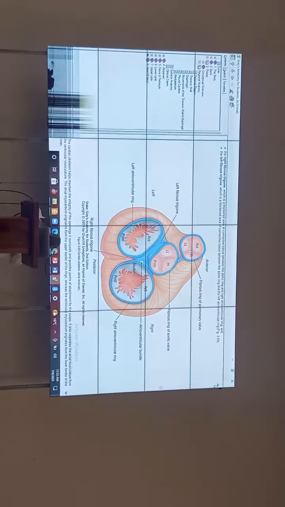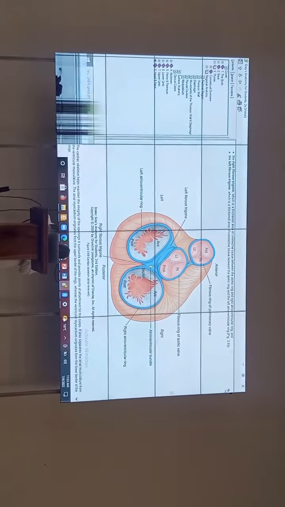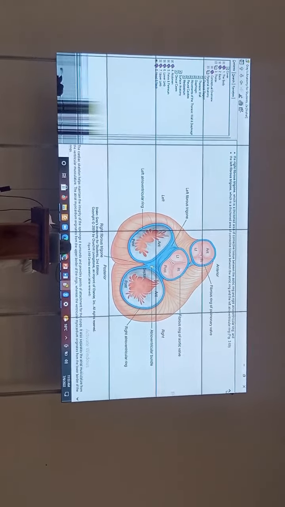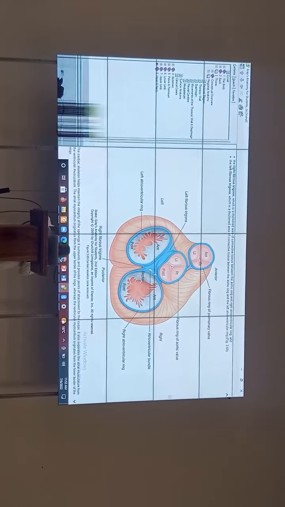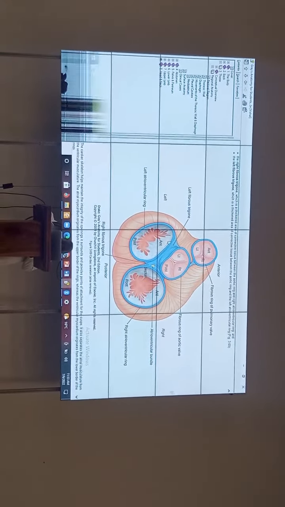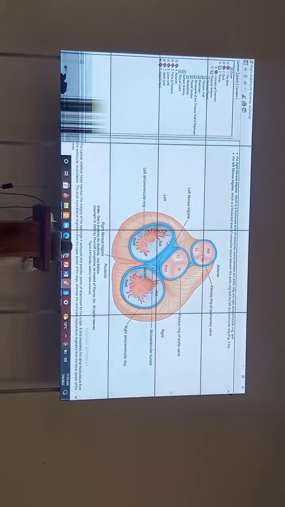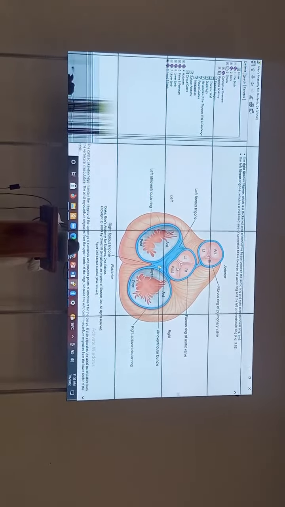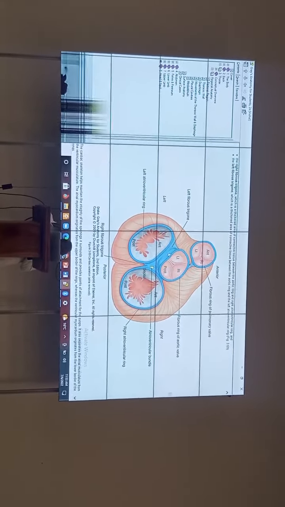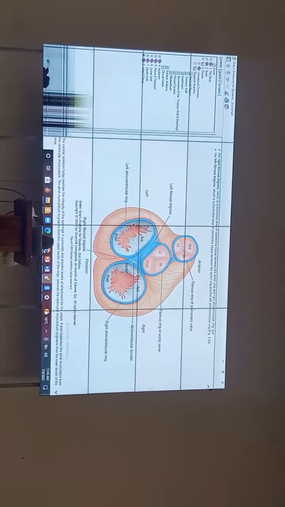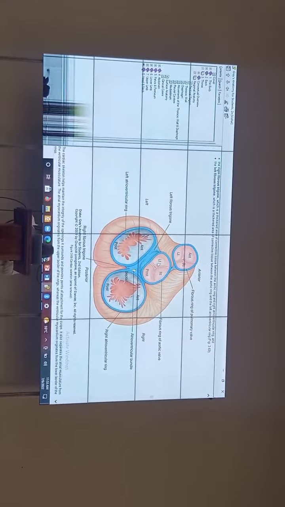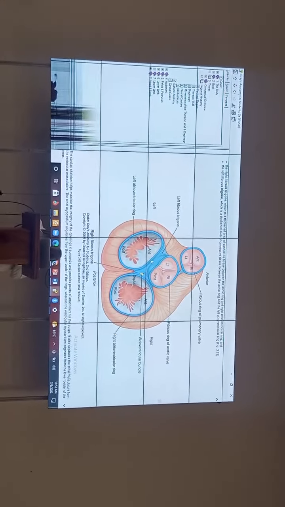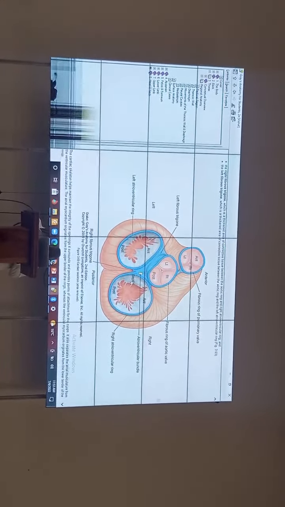At the histology, in case you meet this diagram somewhere. Just in case you meet it somewhere. So we have a cross-section of the heart, and this cross-section has been made at the level of the valves, okay? At the level of the valves.